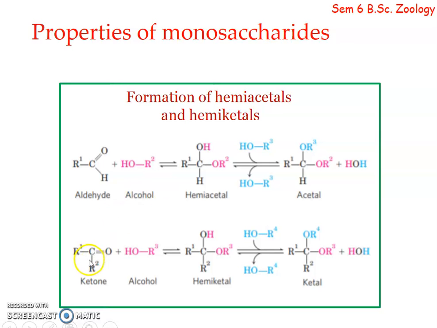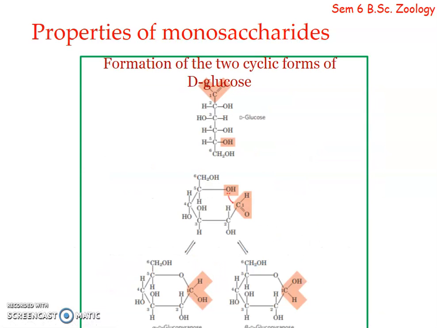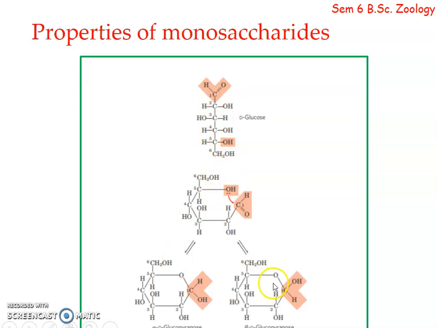Similarly, when it is a ketone of a ketose, the product is of the same form, except that instead of hydrogen here, it will have an R2. We can see in this case what happens. This is the cyclization of glucose. Here the aldehyde group reacts with the hydroxyl or alcohol group on the 5th carbon.